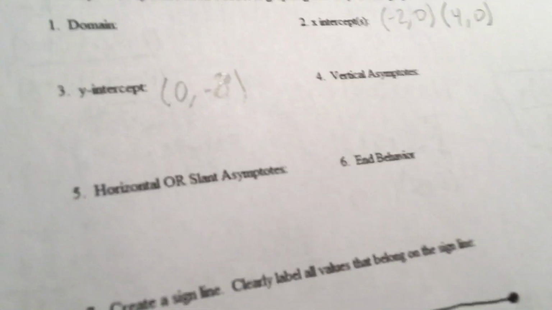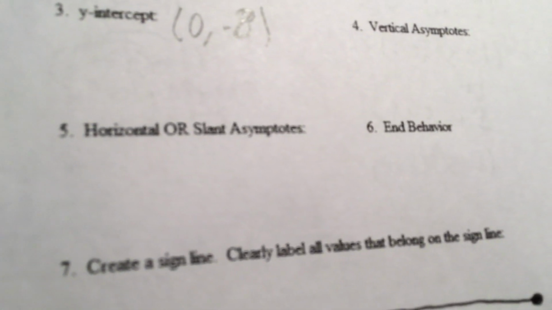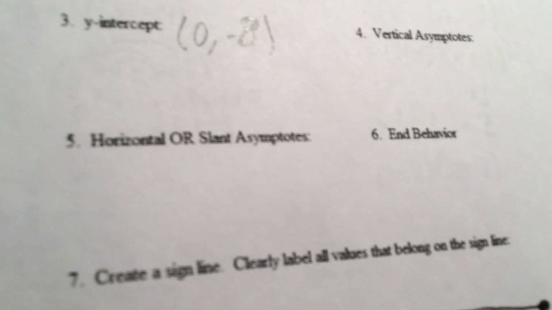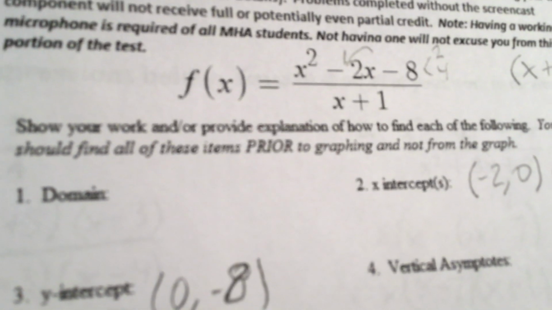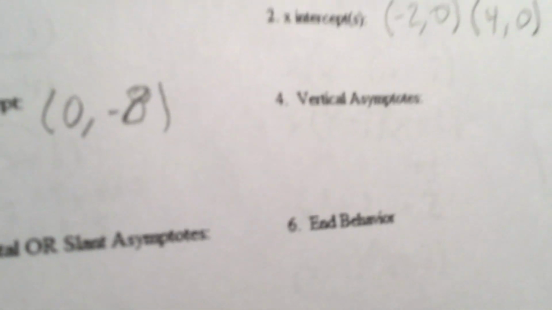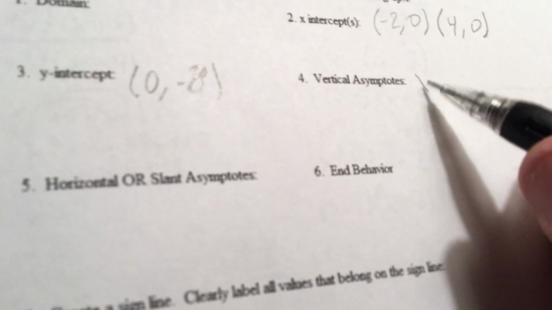Okay, the vertical asymptotes are whenever the denominator equals 0. So to get this denominator equal to 0, it would just have to be -1. So x equals -1.